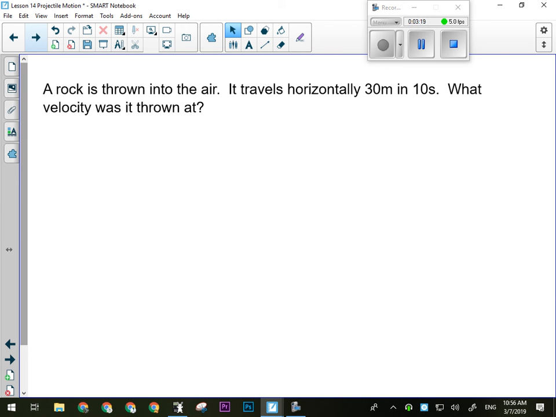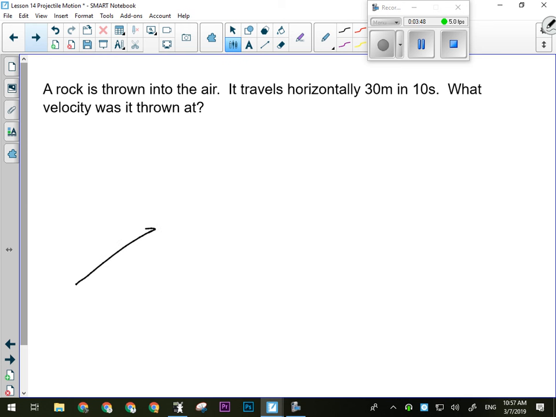Okay. Rock was thrown into the air. This one's hard, I'll give you that. So this one's thrown at an angle. We don't know what the angle is. We also don't know what speed it was thrown at. All we know is that it traveled 30 meters in 10 seconds. I will tell you this. It landed at the same height it was thrown from.